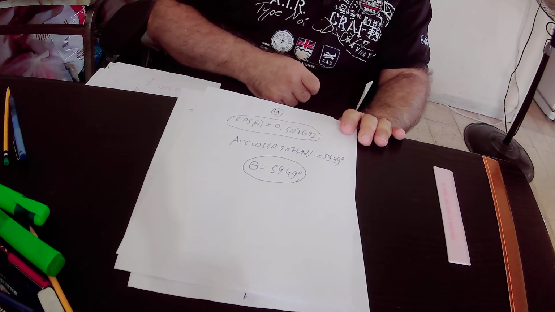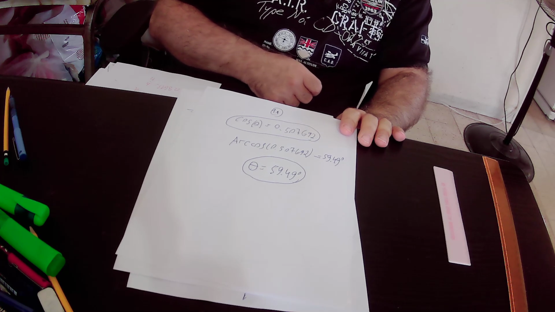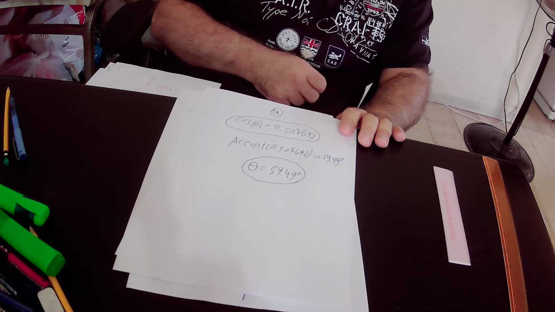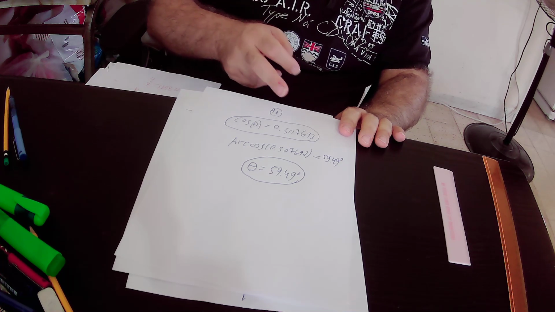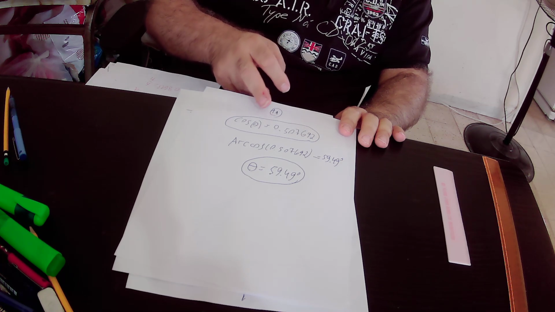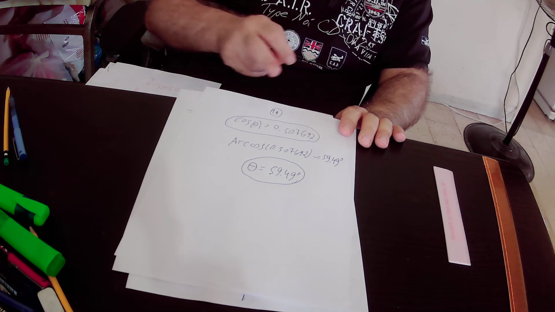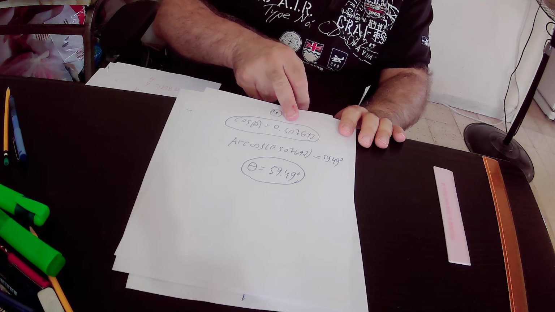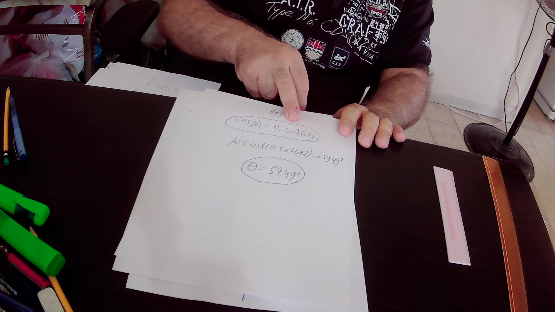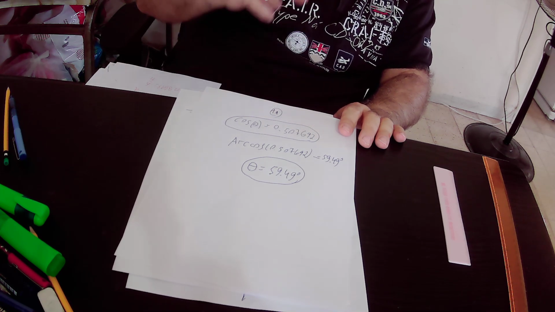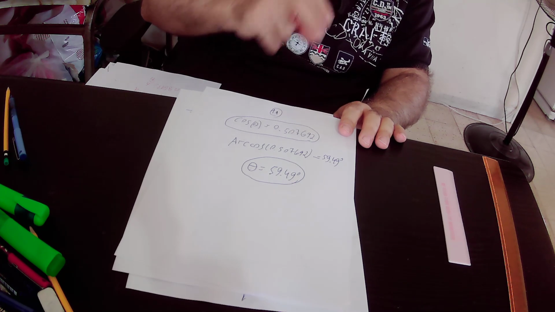So we use the inverse function of cosine, or the opposite function of cosine, that is arccosine, in order to find out the value of theta. So arccosine of 0.507692 equals 59.49 degrees, or the value of theta is 59.49 degrees.